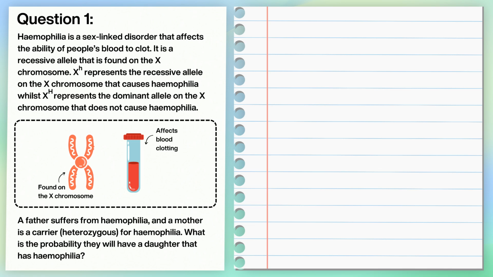Xh, with a lowercase h, represents the recessive allele on the X chromosome that causes haemophilia, whilst XH, with a capital H, represents the dominant allele on the X chromosome that does not cause haemophilia.